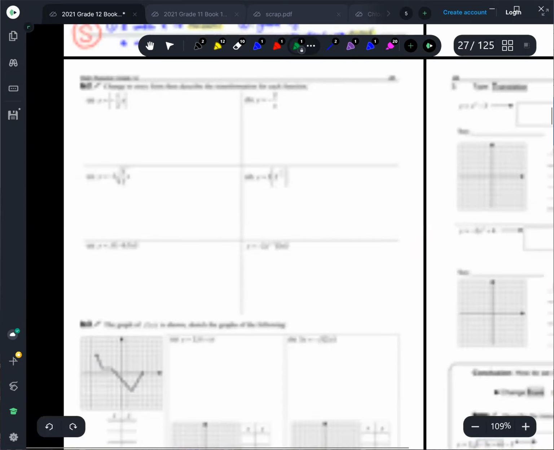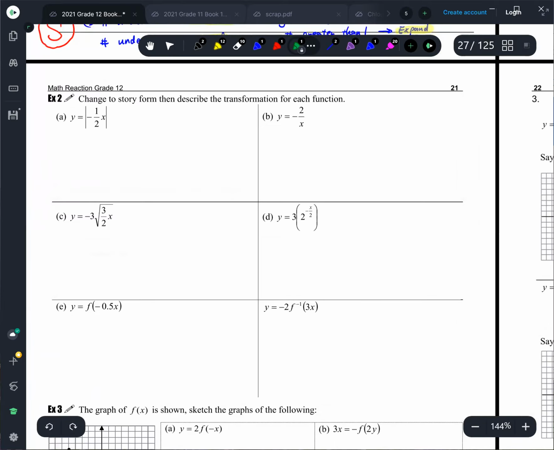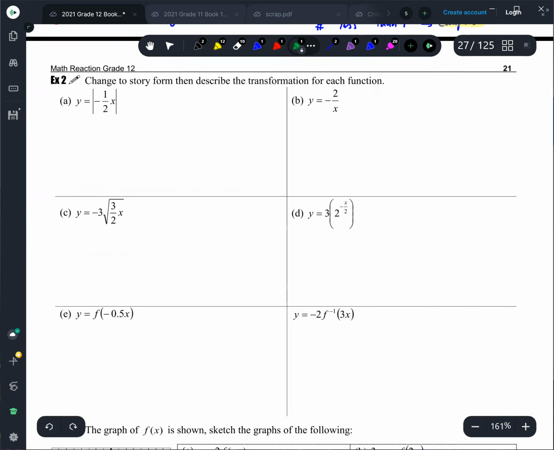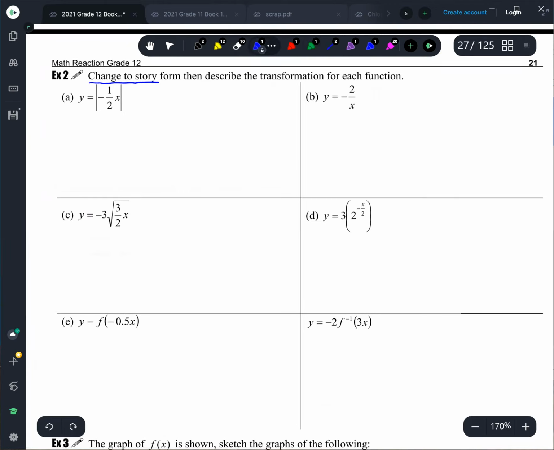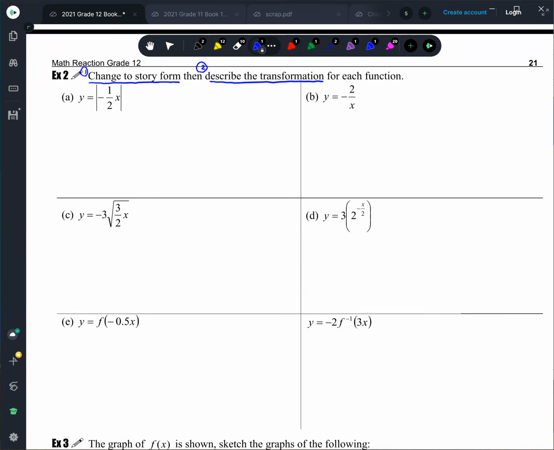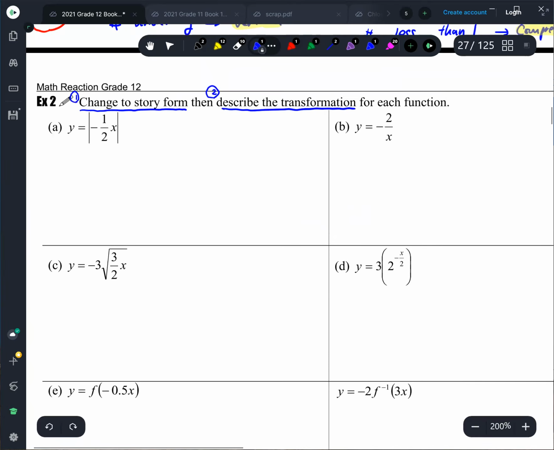So let's go to here. Here we have 6 of them. Each of them represents a different family, different basic, right? So change to story form. That's the first thing, right? Change to story form, and then describe the transformation. So that means you write out the R and S. Okay, so first thing you need to identify, this one is the absolute value, right? Absolute value.